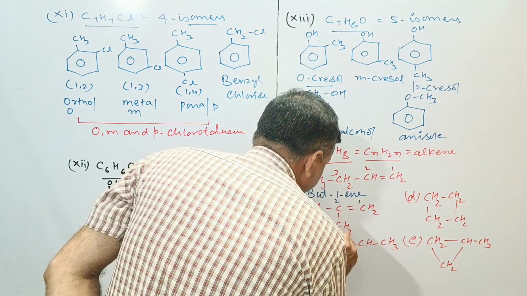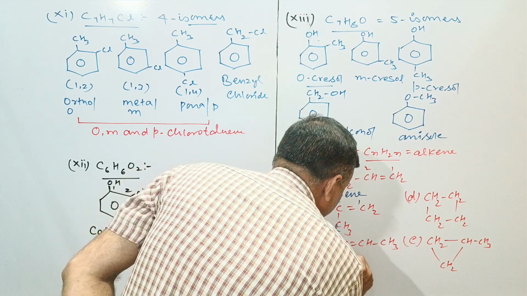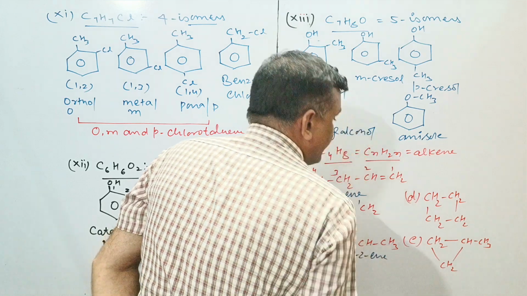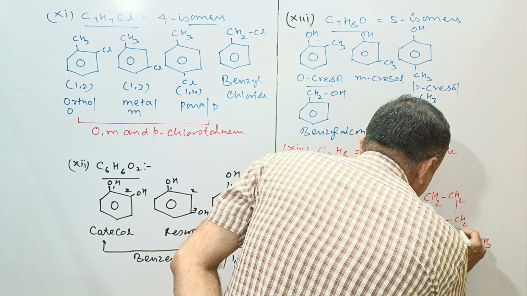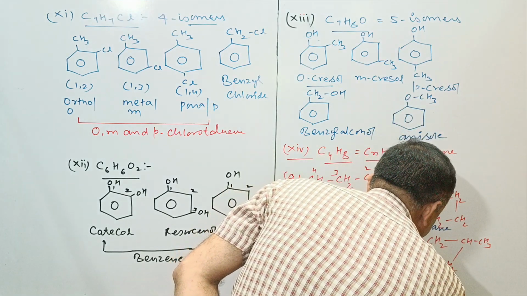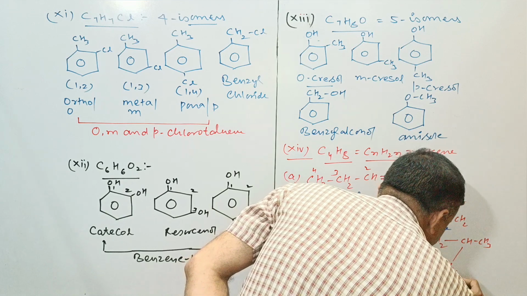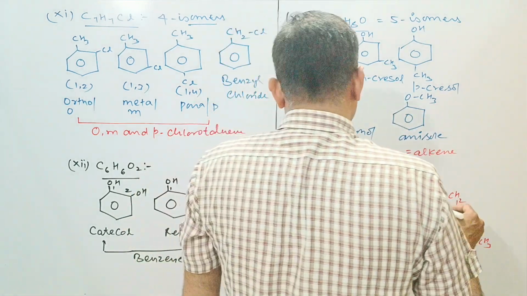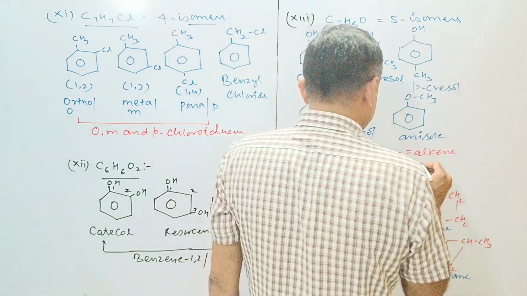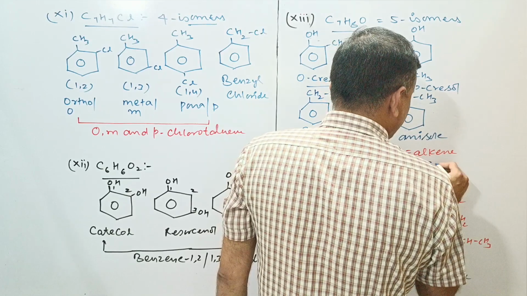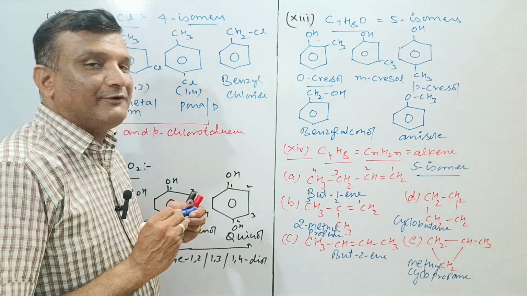This is but-1-ene. This is 2-methylpropene. This is but-2-ene. This is cyclobutane, and this is methylcyclopropane. So here the total number of isomers will be 1, 2, 3, 4 and 5. Total isomers will be 5. This was about C4H8 as question 14.